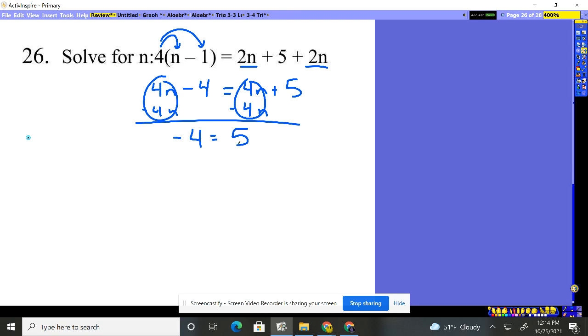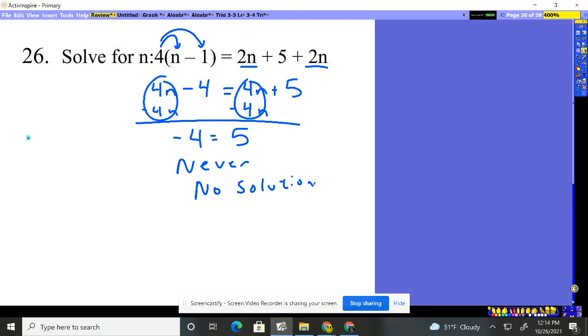How often does that happen? Is that ever true? Is negative 4 degrees ever equal to a positive 5 degrees? That's never true. It never happens. That means there's no solution to this problem. There is nothing that you could plug in for n that will ever make this true.